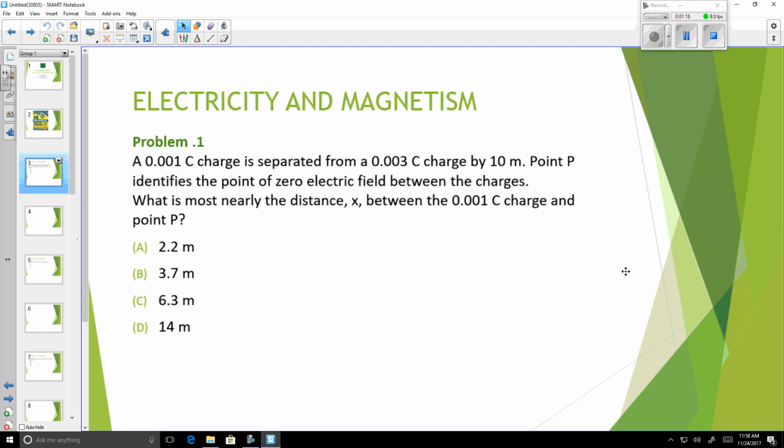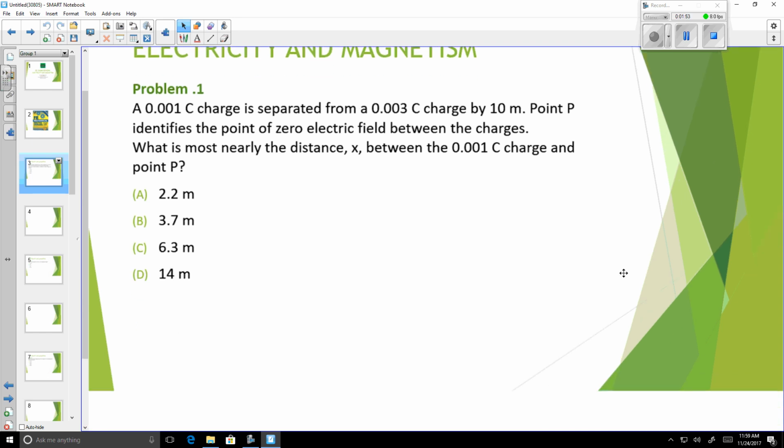Since the net electric field at point P is equal to 0, the electric field due to charge 1 equals the electric field due to charge 2. They are the same in magnitude and opposite in direction. That's why when you add them up at the point of interest, you find the electric field equal to 0. Having said that, we just need to find the electric field due to charge 1 and the electric field due to charge 2, set them equal, and solve the equation to find the distance x. So let's draw the problem first, so we understand what it is.